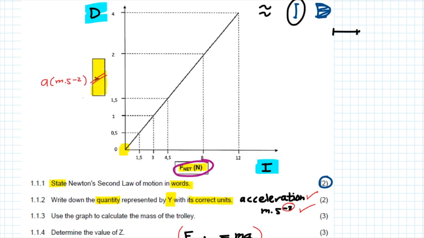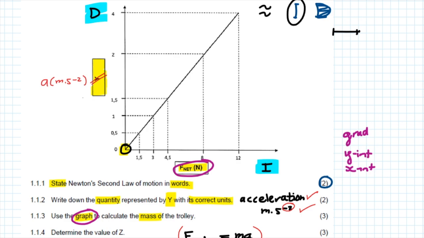Now we can go on to question 1.1.3, which says, use the graph to calculate the mass of the trolley. So when they say use the graph, they normally mean don't make use of a formula from your formula sheet, but instead make use of things like the gradient of the graph, the y-intercept, or the x-intercept of the graph. Taking a look at this graph, we see that the x and y-intercept are both at the origin, so that's of no use to us, but we can definitely calculate the gradient of this graph.